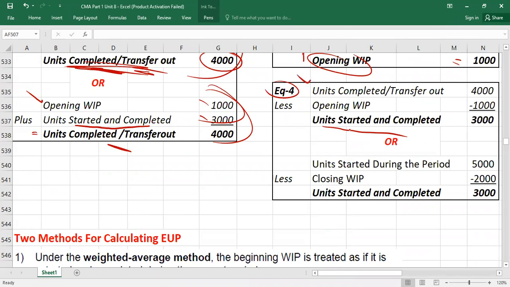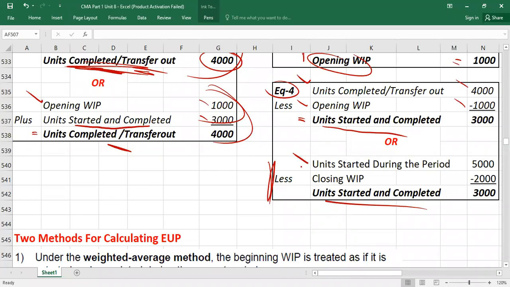I can do it this way also. Units transferred out, which was how much? 4,000 in the example. Minus what? Opening work in process, which was how much? 1,000. So I will get units started and completed. This is one way. Other way, look. I can calculate units started and completed this way also.